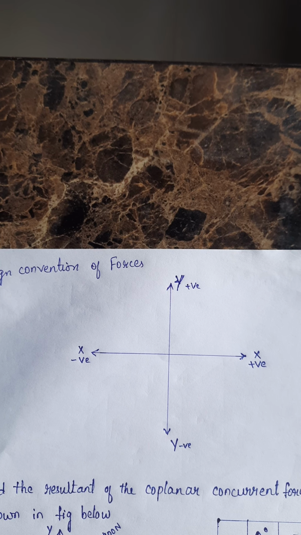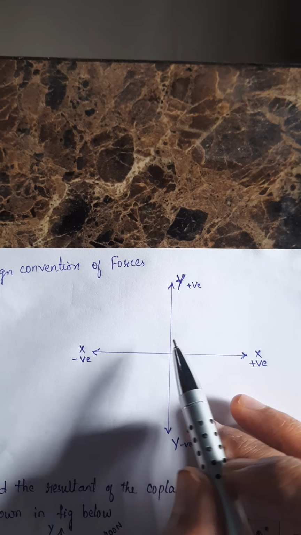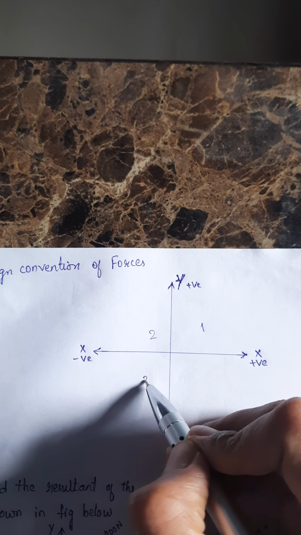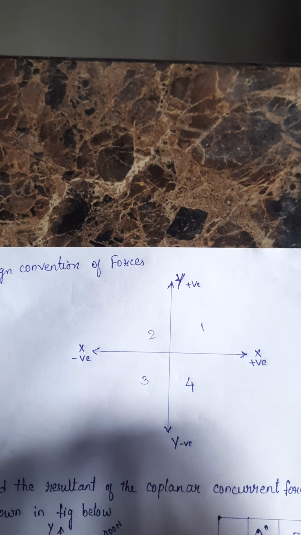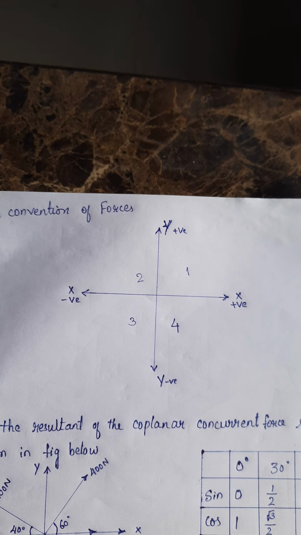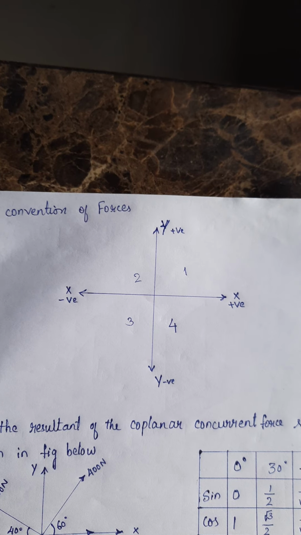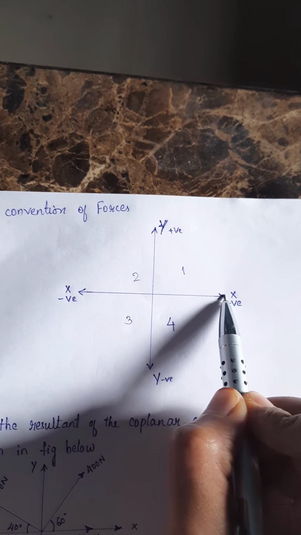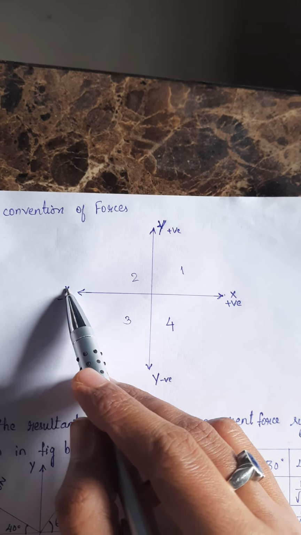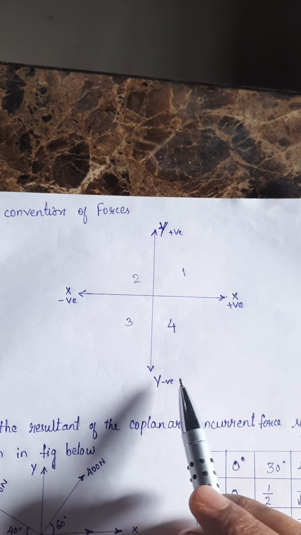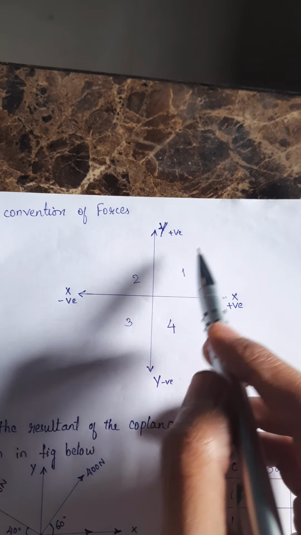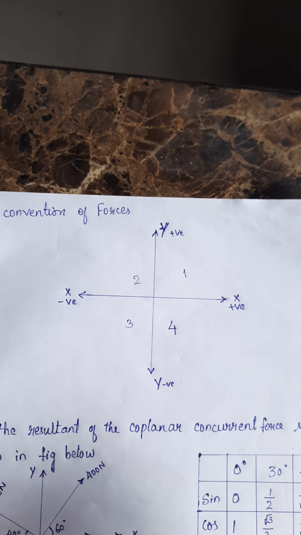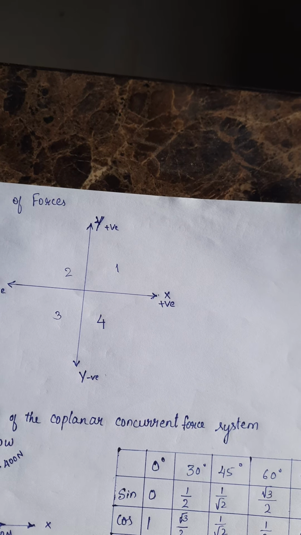Next, let us see the quadrants here. We have 4 quadrants, as we know. This is our first quadrant, second quadrant, third quadrant and fourth quadrant. And here this side is positive x, negative x, positive y and negative y. This is the system which we are going to use for our analysis purposes. How are we going to use it?